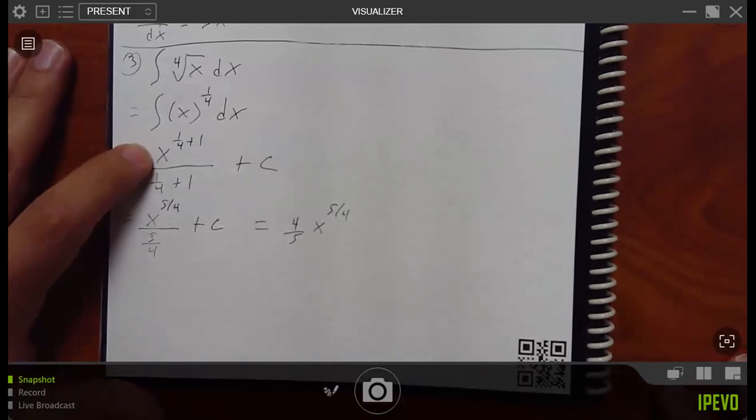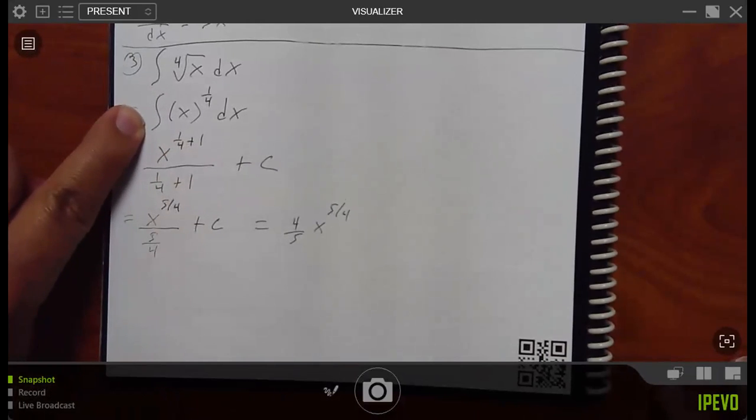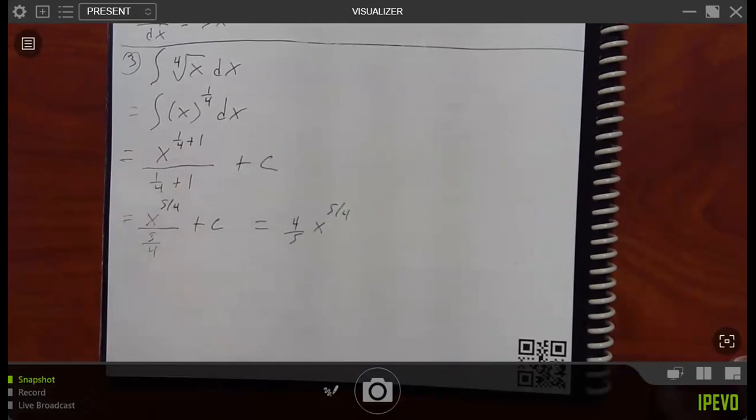But you see, all we're doing is applying the power rule, right? Plus 1, plus 1. This symbol is telling you to integrate, which means add 1 to the power.